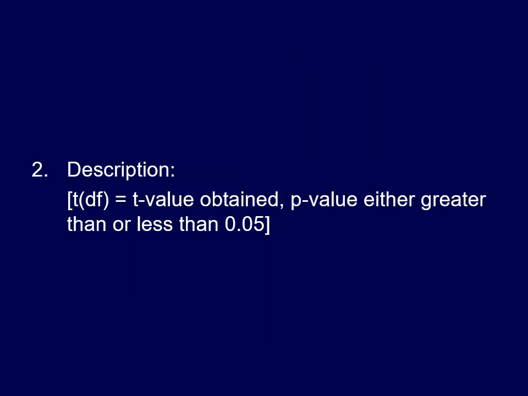And just in case you don't remember what that green part in the previous slide means, the description is this. You want to write the t, followed by the degrees of freedom, and then the t value that is obtained, and a comma, followed by the p-value, whether it is greater than or less than 0.05.